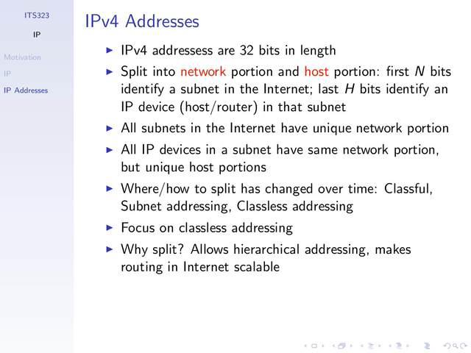Of those 32 bits, some of the bits will be used to indicate the network or the subnet a device is attached to, and the remaining bits will be used to indicate that device on that subnet. As an example, I said this was host 1 attached to subnet A. We could say, in fact, that the address of this is A1. This portion indicates the subnet. This indicates the host on that subnet.